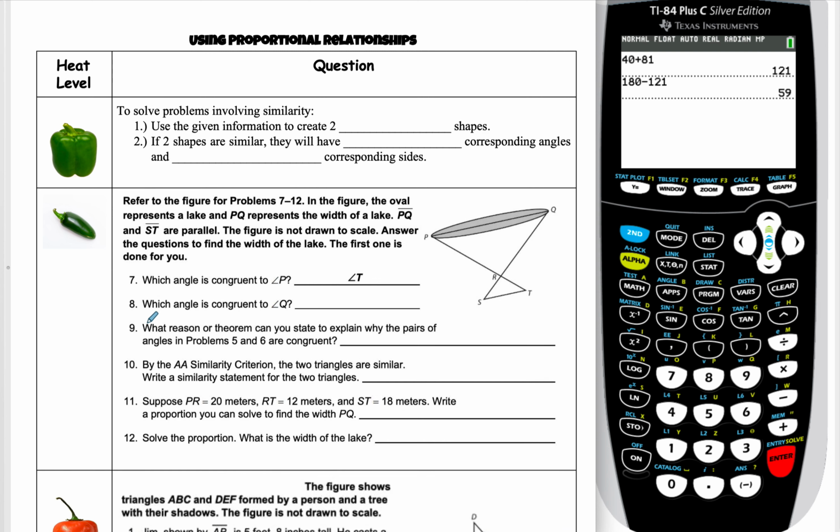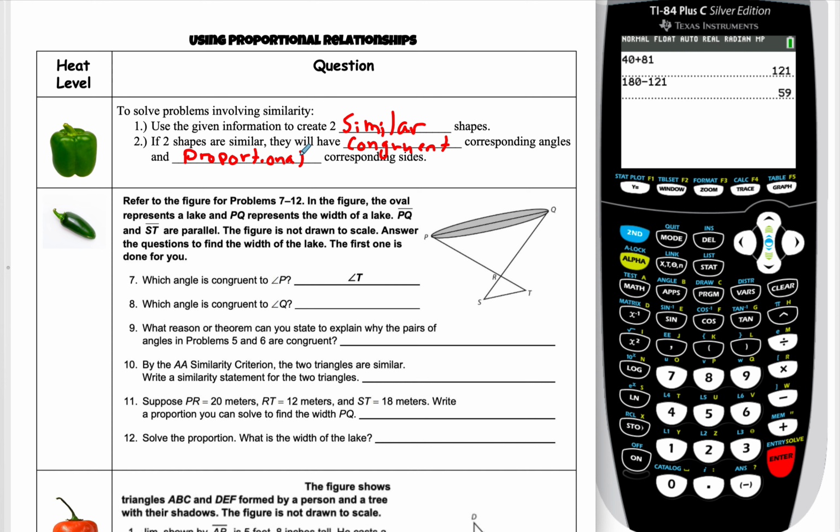Now I'm going to talk about using proportional relationships. This one I'm again going to hit on in brief. This is essentially word problems in context, and I did add some additional context just to hit at that again. To solve problems using similarity, we generally need to use the given information to create two similar shapes. You're going to see that the pattern, even throughout this packet, is that they're triangles. Also, know that if two shapes are similar, they will have congruent corresponding angles, and they will have proportional corresponding sides.